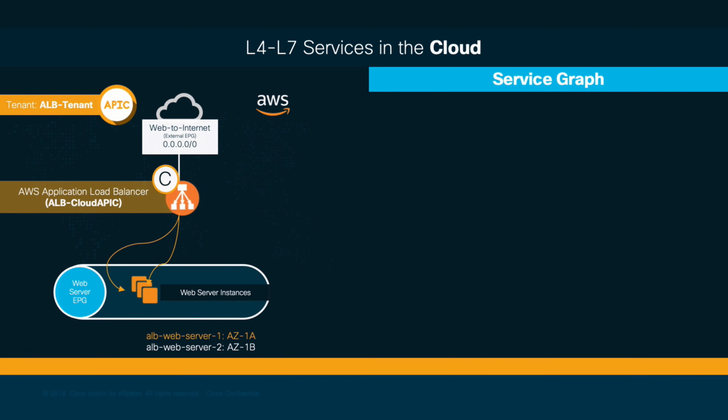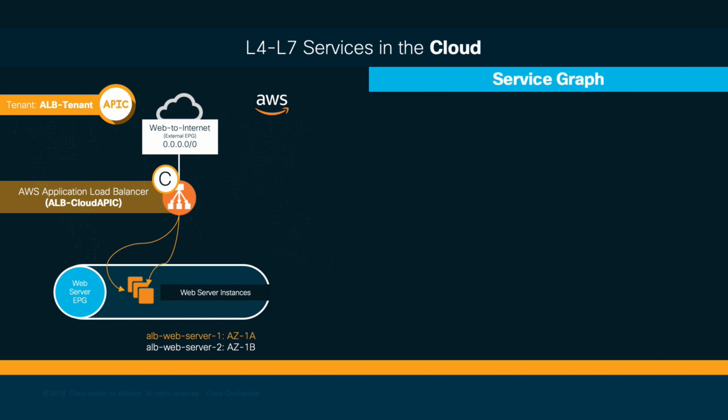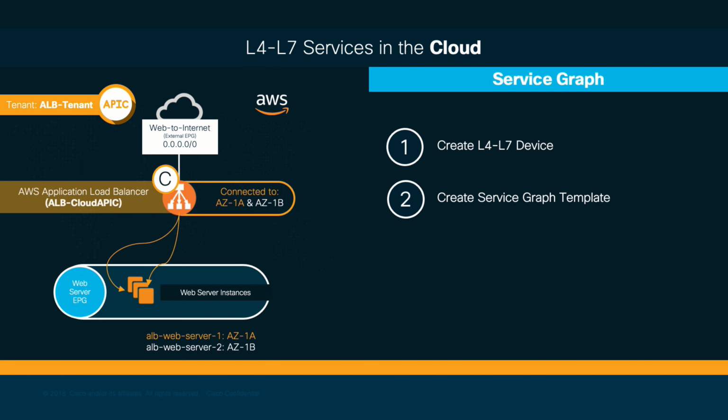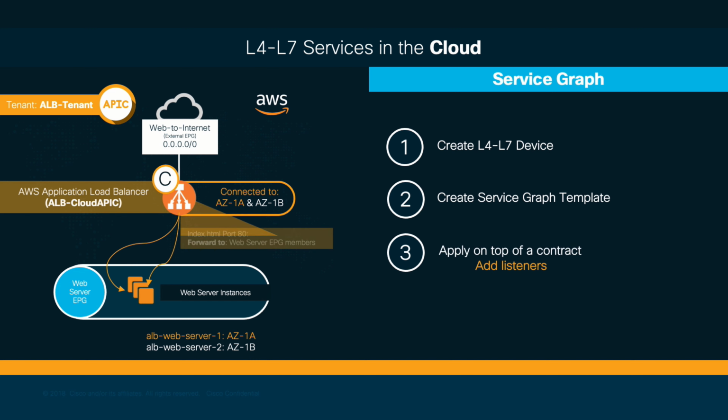On the screen, you may see a small diagram with the names utilized along the configuration. First, we will create our Layer 4, Layer 7 device named ALB-Cloud APIC. Next, we are going to create a Service Graph template, and there is where we are going to embed our ALB device. To finalize, we add a contract in between the external and application EPGs. With this element, we are allowing port 80 to reach the application and it to answer back to the consumer. Also, adding the listeners allows the ALB to understand what has to be done with the request.